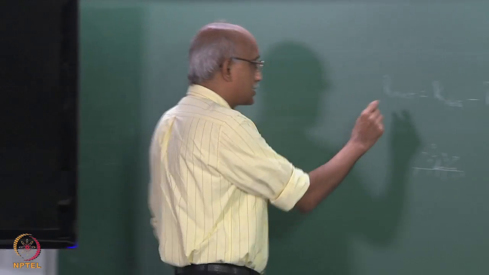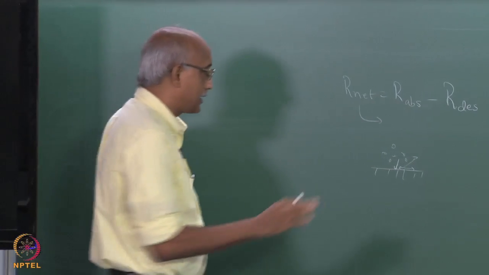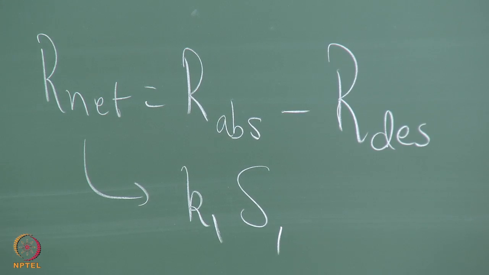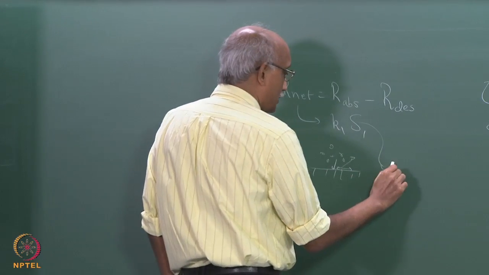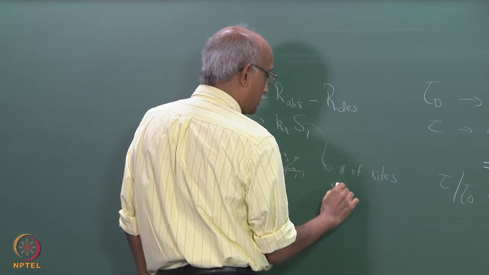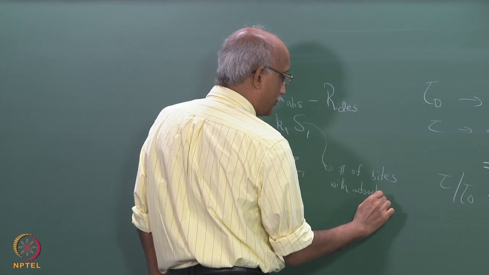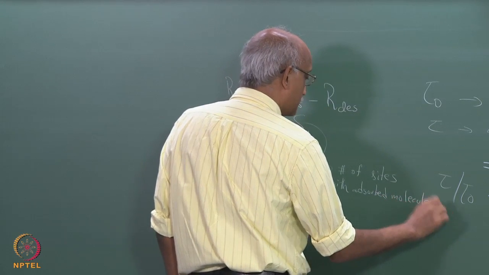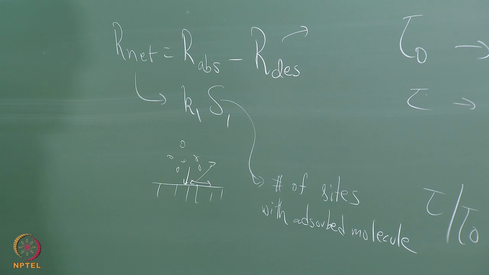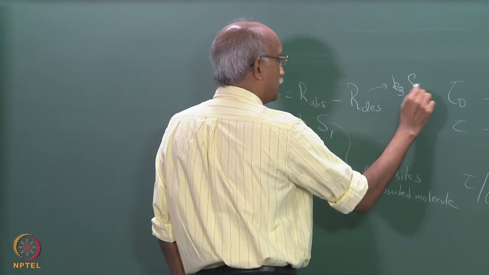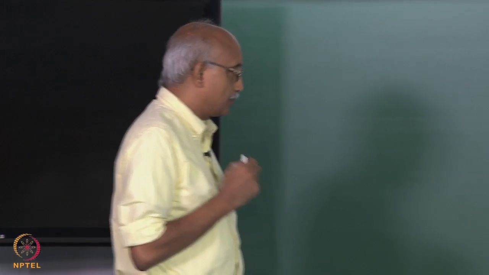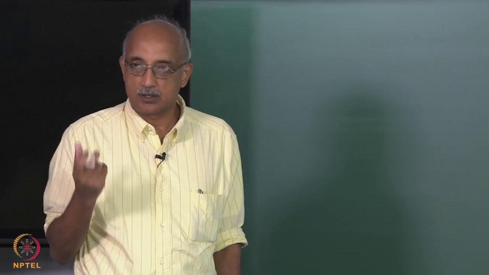Now, if you look at this step, let's write that as some K1 times S1, where K1 is, let's say, a first order rate coefficient, and S1 is the number of sites with an adsorbed molecule. And similarly, you can write the desorption kinetics as, let's say, some K3 times S1. Of course, desorption is essentially the inverse of the adsorption process, and again, it depends on the number of sites that have taken or adsorbed a molecule.